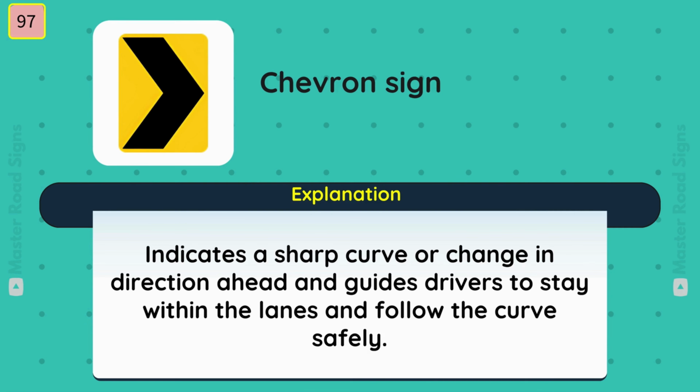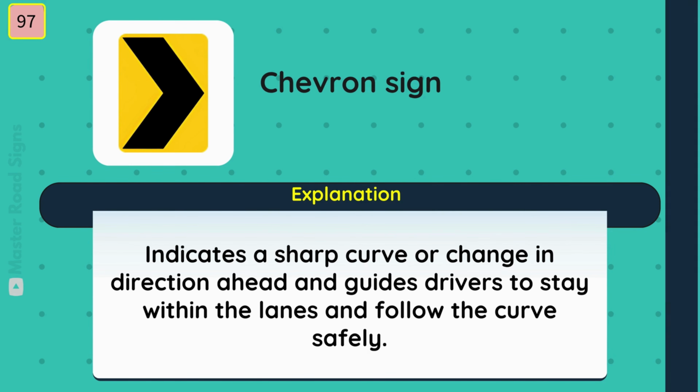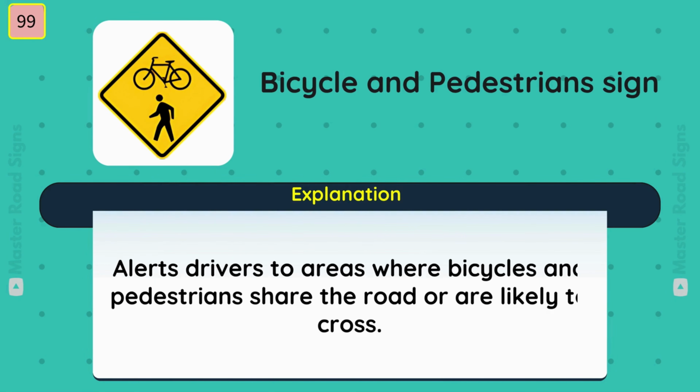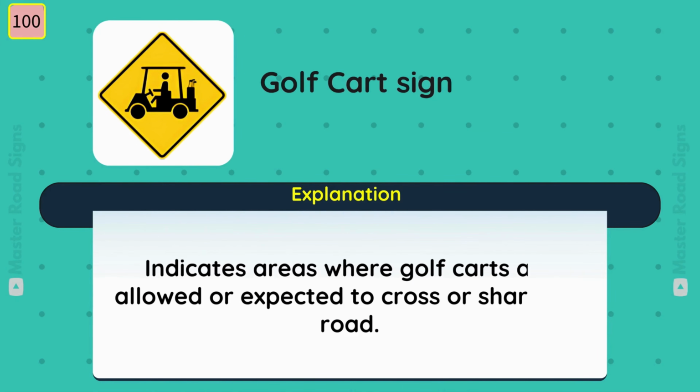Chevron sign indicates a sharp curve or change in direction ahead and guides drivers to stay within the lanes and follow the curve safely. Handicapped sign alerts drivers to the presence of individuals with disabilities in the area, such as wheelchair users. Bicycle and pedestrian sign alerts drivers to areas where bicycles and pedestrians share the road or are likely to cross. Golf cart sign indicates areas where golf carts are allowed or expected to cross or share the road.